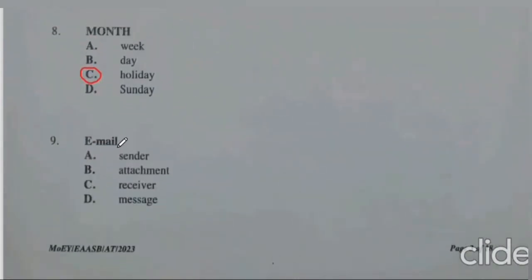Month, we have week in months, we have day in months, but not all months have holiday. And if we have week in months, Sunday will also be a part of month. So which one is not necessary? That would be holiday. We have email at number 9. For an email, we need a sender. We don't need an attachment. We definitely need a receiver, and we need a message. So our answer is B for number 9.